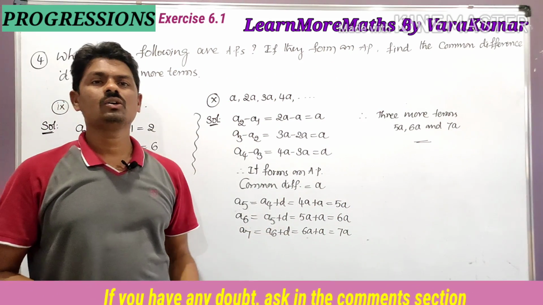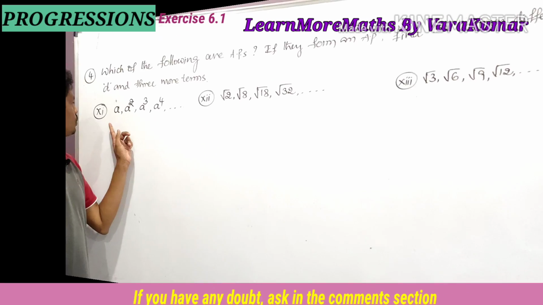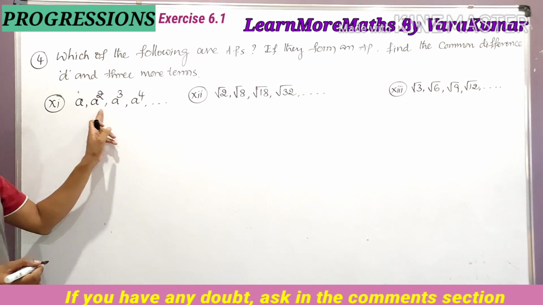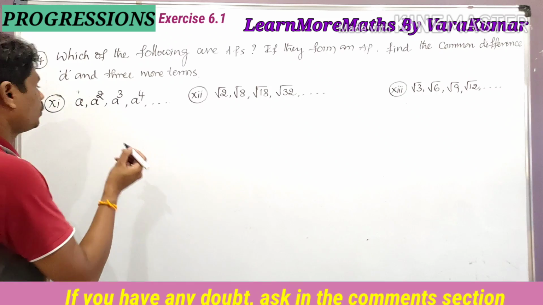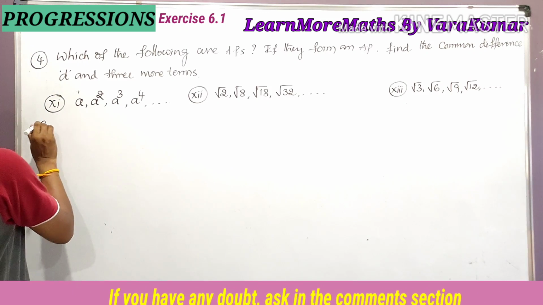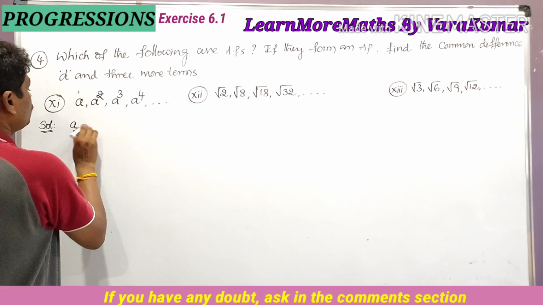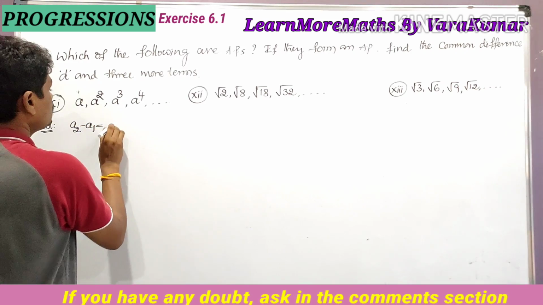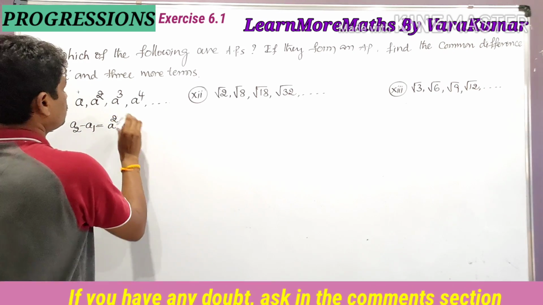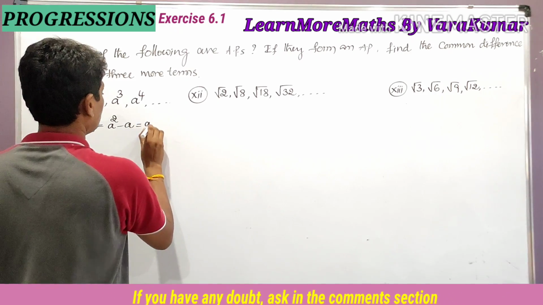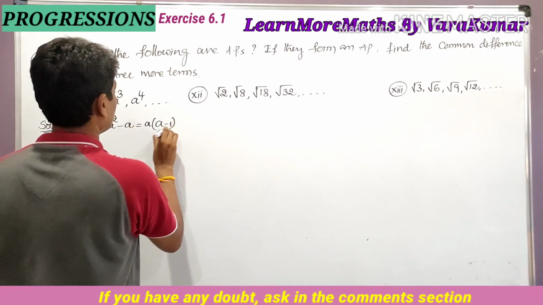So next we have to solve the 11th bit. Student, this is the 11th bit in the 4th problem. A square, A cube, A to the power 4 and so on. So he is asking to find whether it forms an AP or not. So A2 minus A1 is equal to A square minus A. We can take A as common, so A into A minus 1.